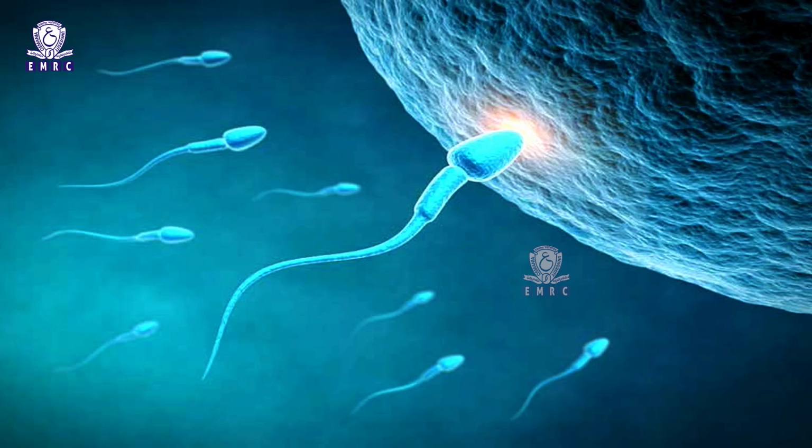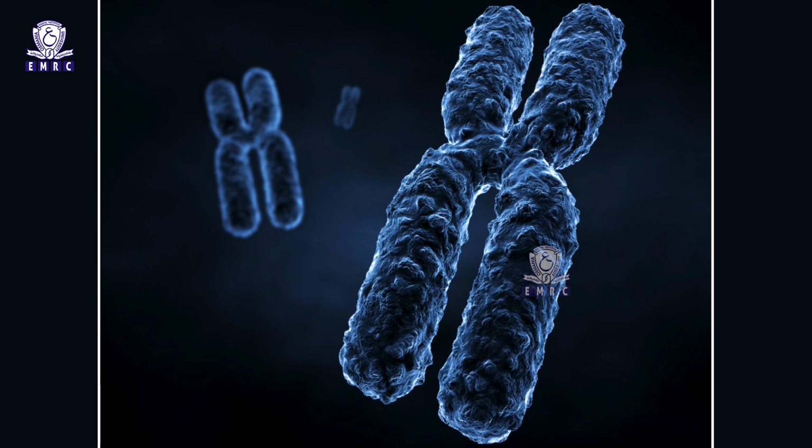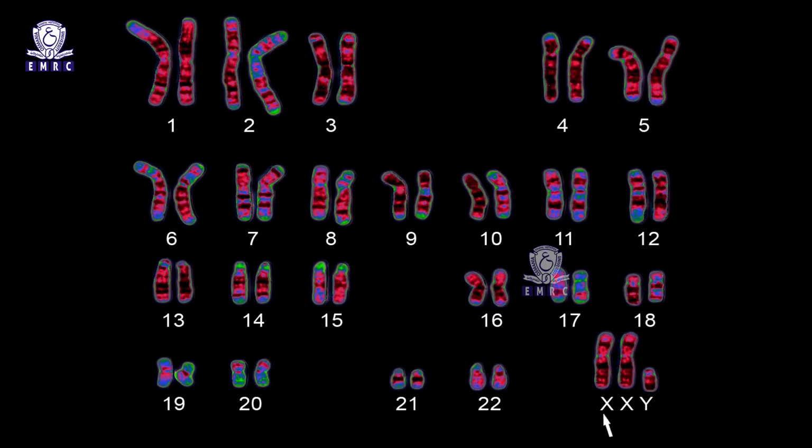At the time of conception, the ovum of the mother and the sperm cell of the father unite to form a new cell. The small particles in the nucleus of the cell are called chromosomes. The chromosomes exist in pairs. The human cell has 46 chromosomes arranged in 23 pairs. One member from each pair comes from the mother and the other one from the father.